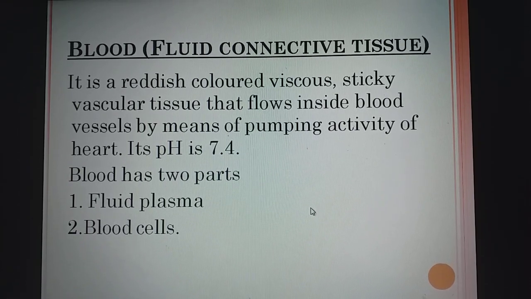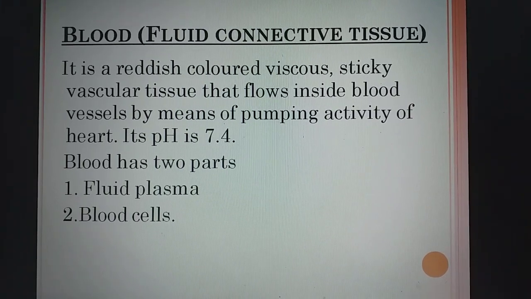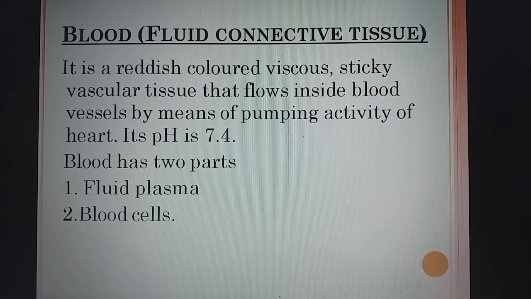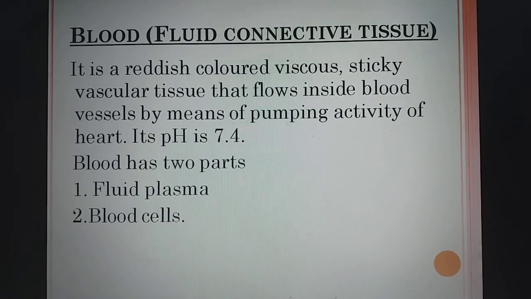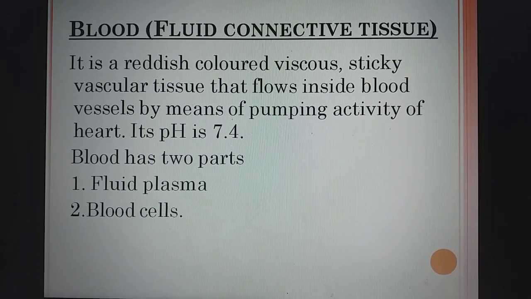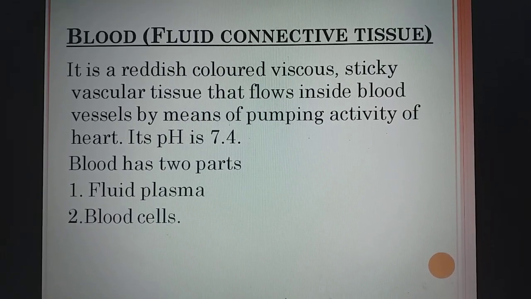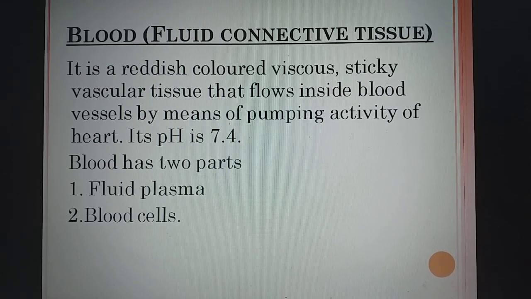Blood has two parts, that is the fluid plasma and blood cells. So children, note here that the fluid plasma means the liquid part of the blood, and the cellular part of the blood is RBC, WBC and platelets. One by one we will study about these.